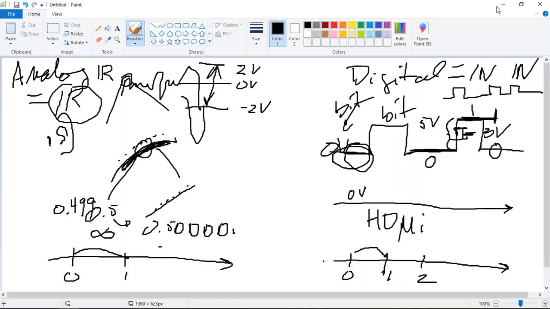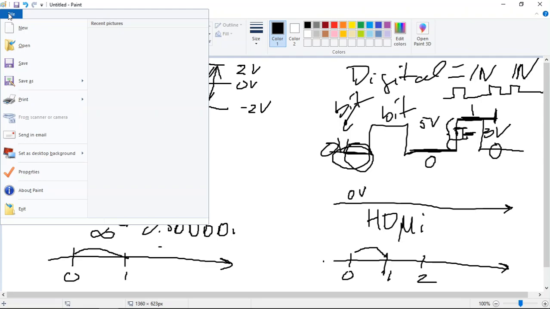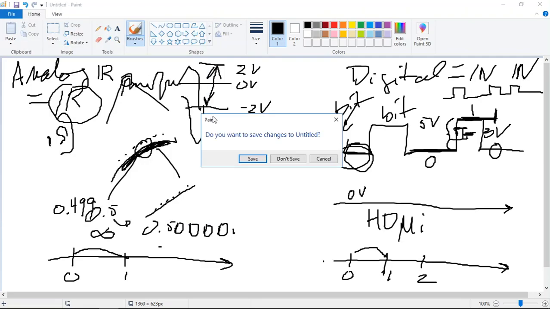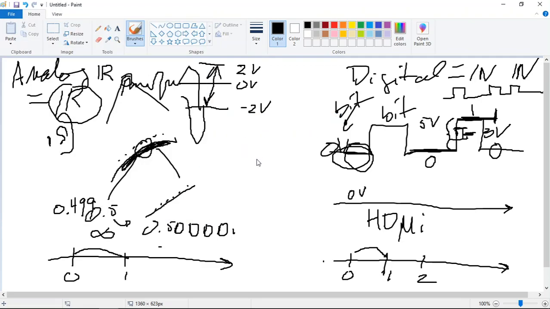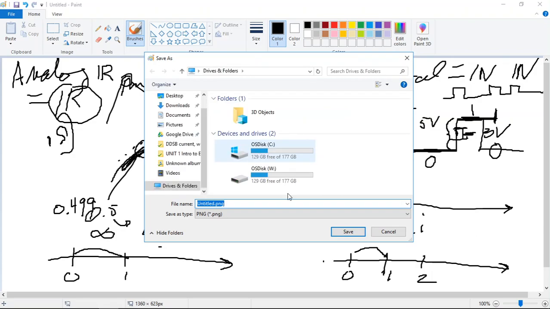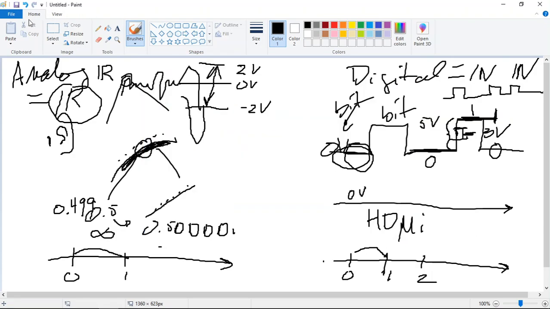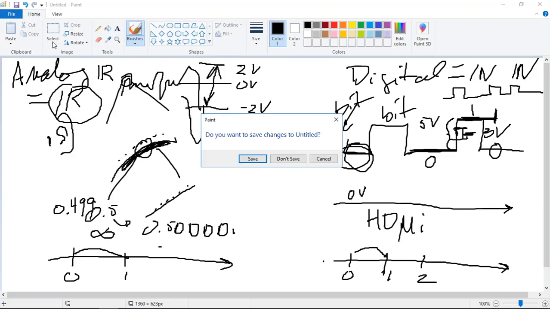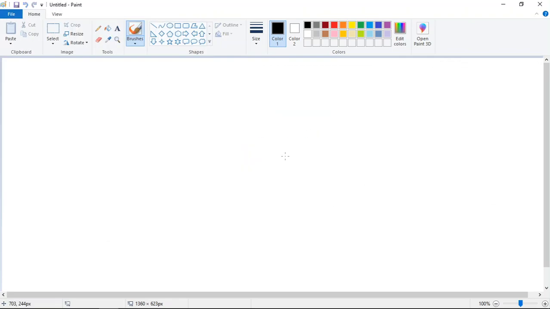So I'll need to draw again. So let's create a new signal, a new page. Oh, come on, I don't want to save it. Just new, don't save. So what we're going to have is on one side, we have information that's analog.